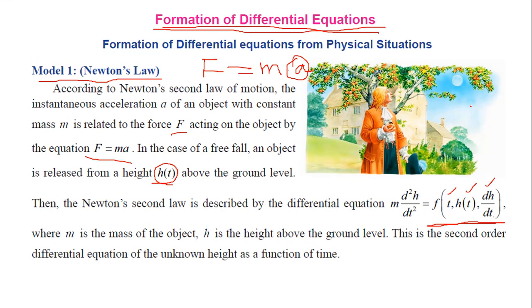That is a very important application in space science. So this equation you can note down: m d square h by dt square equal to f of t comma h of t comma dh by dt. That is the equation formed based on Newton's second law of motion, where m is the mass of the object and h is the height above the ground level.